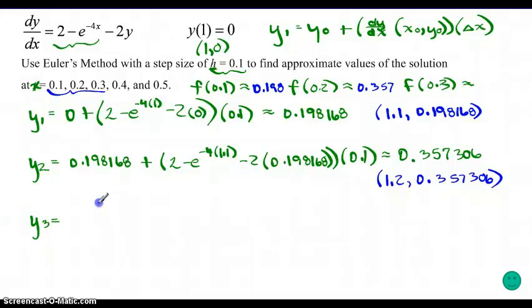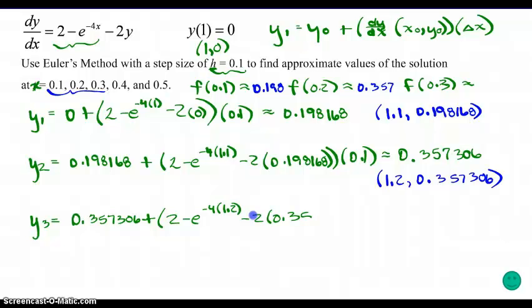I think you get the general idea. It is the previous y output carried to more than 3 decimal places plus the slope through the previous point, 2 minus e to the negative 4x minus 2 times 0.357306, times a step size. So we'll see what we get there. I'm going to pull up what I have in y1 again and evaluate it at x equal 1.2. I'm going to subtract from it 2 times 0.357306. Take that result, multiply by 0.1.